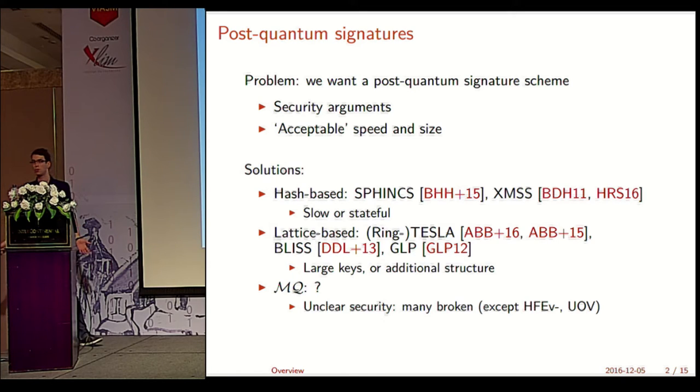There's a bunch of people that have already come up with solutions. There's conservative hash-based schemes. There's lattice-based schemes. There are some schemes based on MQ. They all have upsides and downsides. We're going to focus on MQ here. And for MQ, the current situation is that the stuff that's out there, the security is not very clear. Many of them have been broken. There's some that still stand. And we're going to try and base a signature scheme on MQ that is a bit more conservative. But before we get to that, let's first go for the general construction.